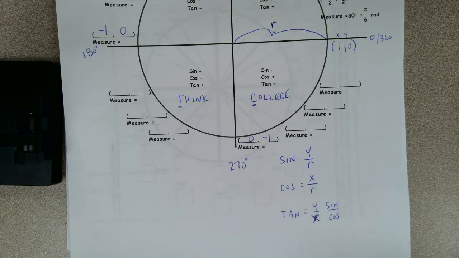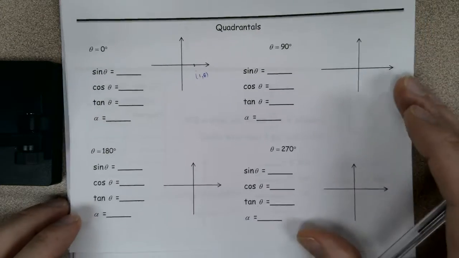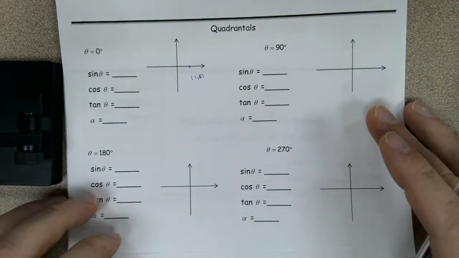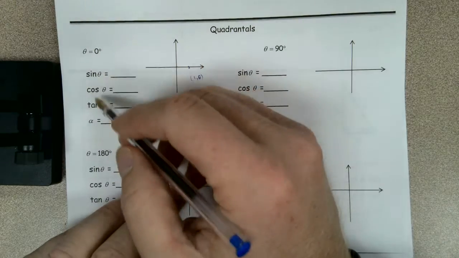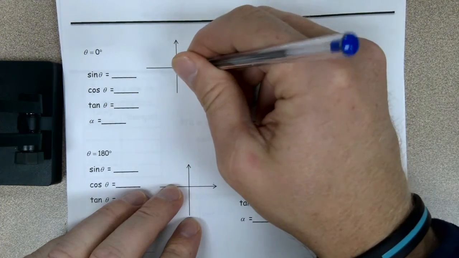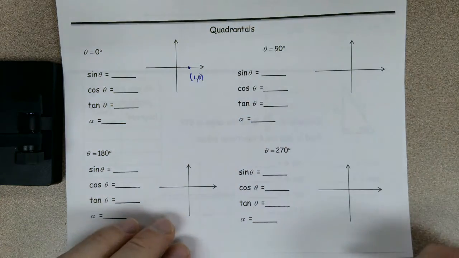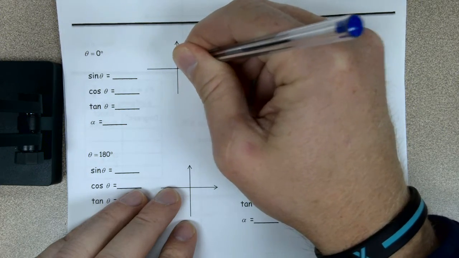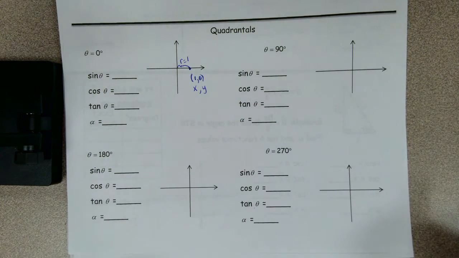Okay, so let's do a few examples here and we'll apply this. There's another page on your little packet there that says quadrantals, and this is what we're going to use for our examples. Okay, so the first one, we're at 0 degrees, which is going to put me at the point (1, 0), which is going to make my r value 1, my x value 1, and my y value 0.